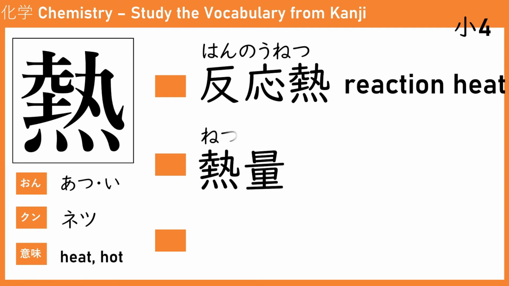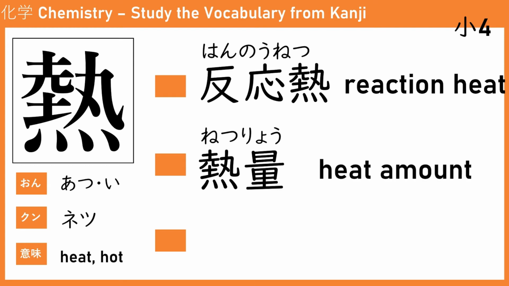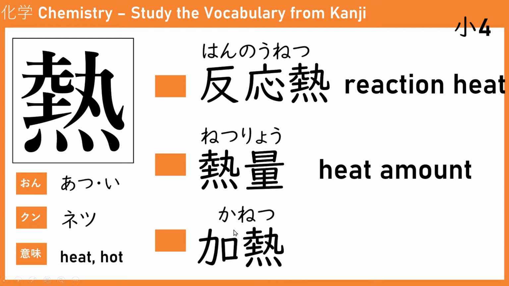The next one is 熱量. 熱量 is the heat amount, which the unit is usually shown as joule. So the 熱量 is several joule or kilojoule. Next one is 加熱. Ka means to add. When you add the heat, you're heating up something, you say 加熱する.